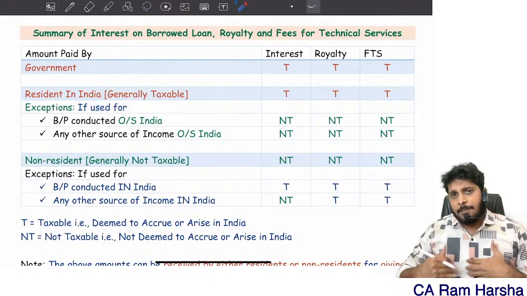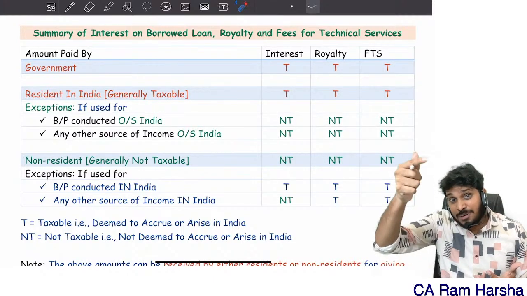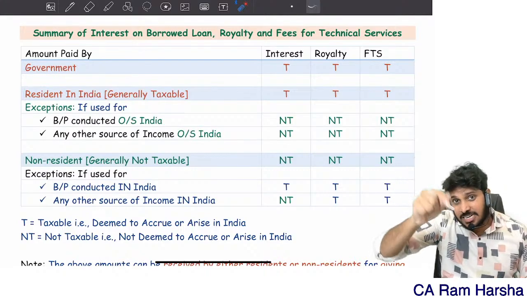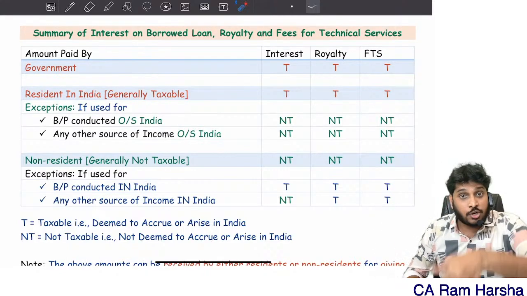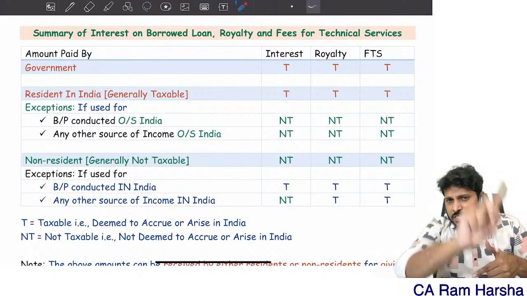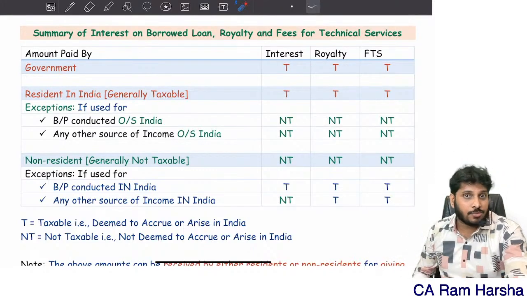Now, we are paying some interest, some royalty, some fees. The other person is receiving it, so for the other person it is income. Is it accrued in India or not is the question. If it accrues in India, irrespective of his residential status, it is fully taxable, correct? So is it accrued in India or not is the question.